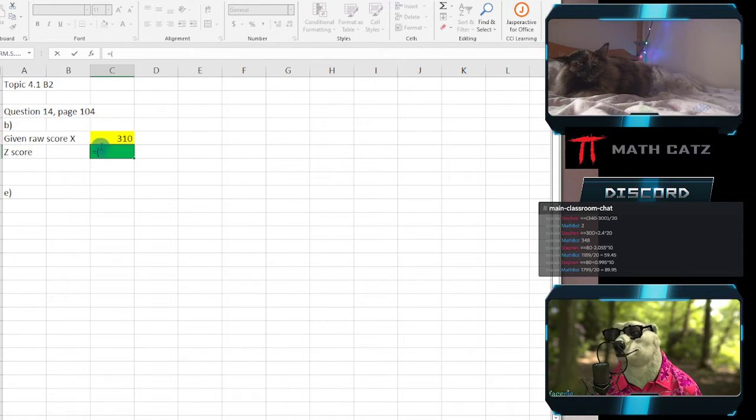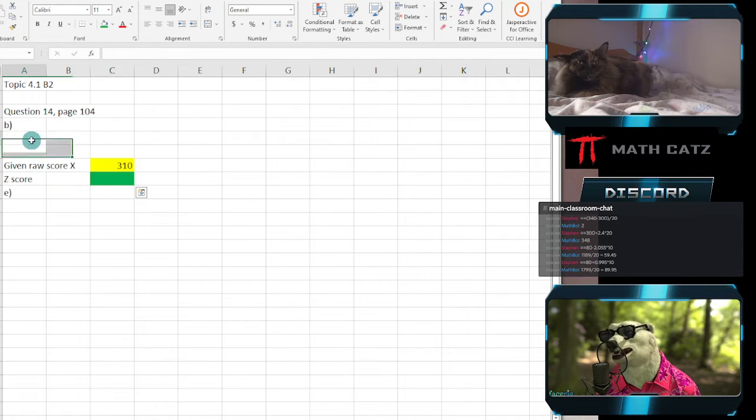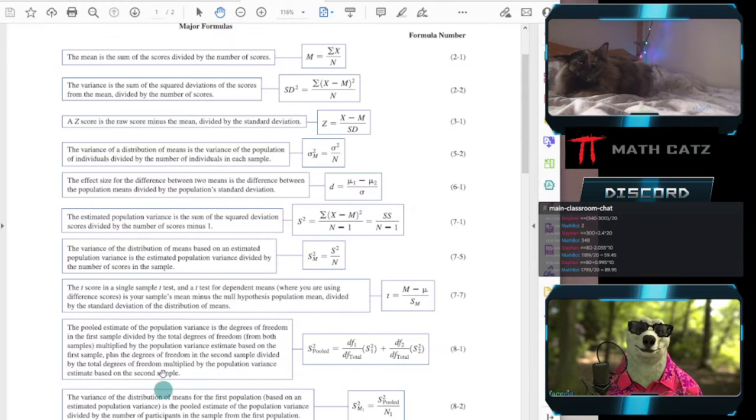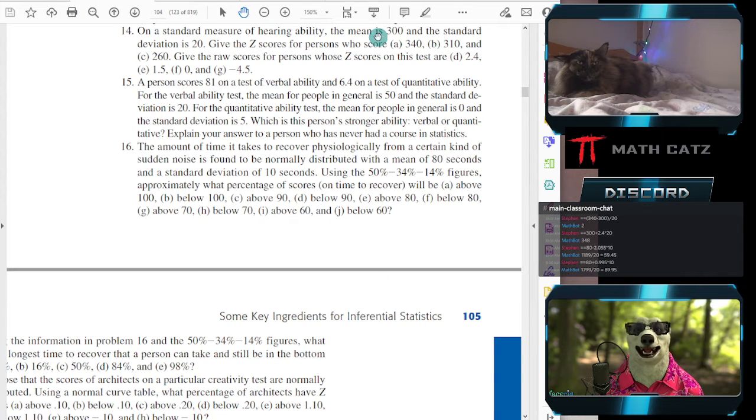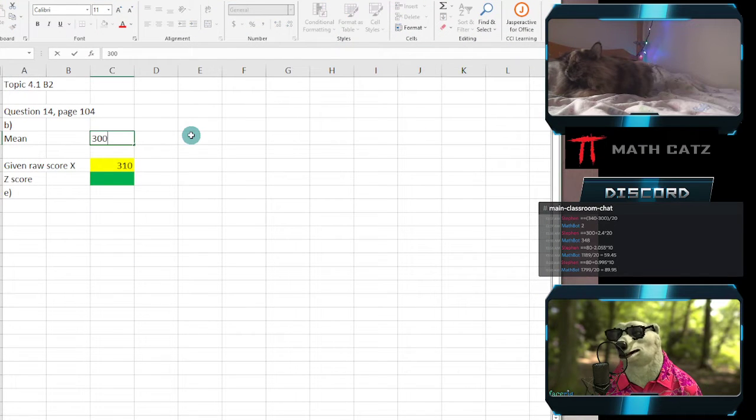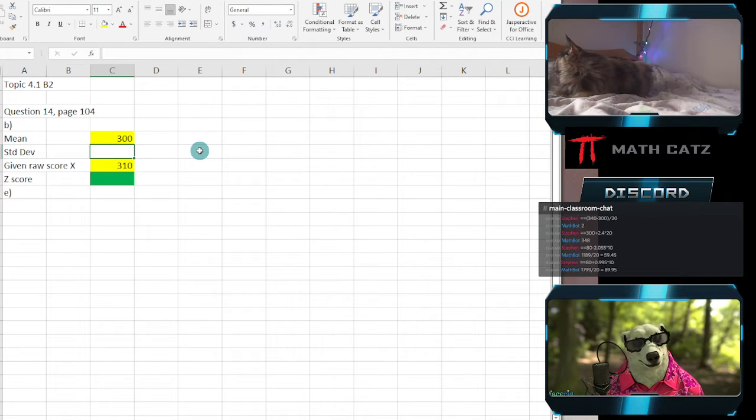In brackets, the numerator takes the raw score. Before we do that, I jumped a little bit ahead of myself. More things are given, right? Let's move these things down a touch. We have the mean. Got a little bit excited. What was the mean? Where's my question here? 300, standard deviation 20. So I'll put in 300. That's also important. So that gets a yellow. Standard deviation like that. That was a 20. That's also part of the input.